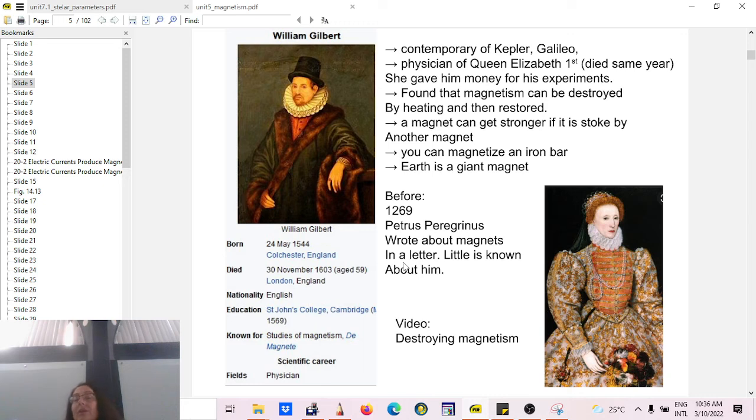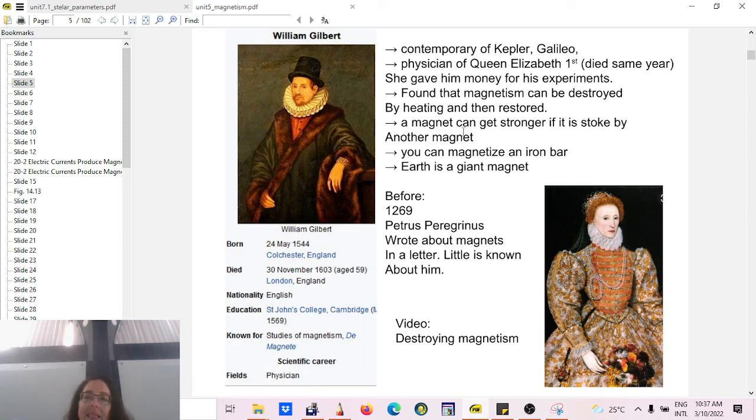The first one to write a book about magnetism and to understand interesting things about magnets is this guy, what's his name? William Gilbert, right? He's the first one, at least to write a book. Interestingly, he was a contemporary of Kepler and Galileo, and he was a physician of Queen Elizabeth I. She died soon after, so I don't know if he was a good physician or not. But she was very supportive of science, so she gave him money to pursue his work on science.